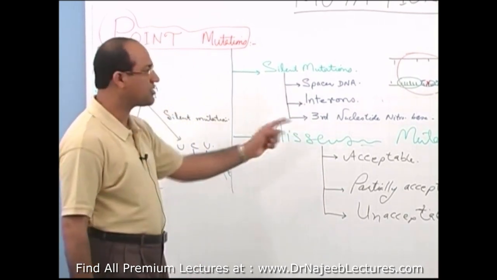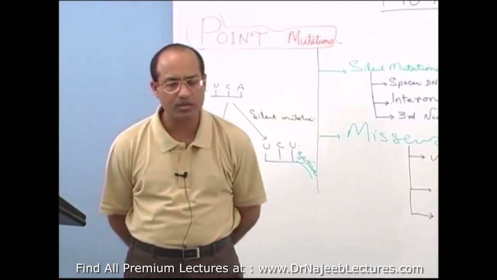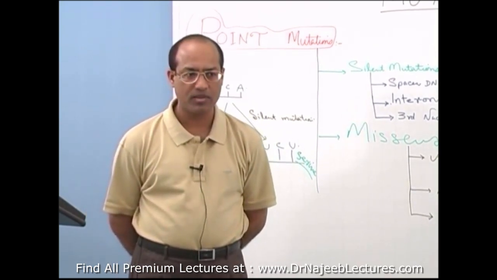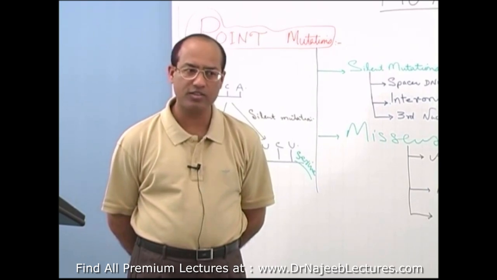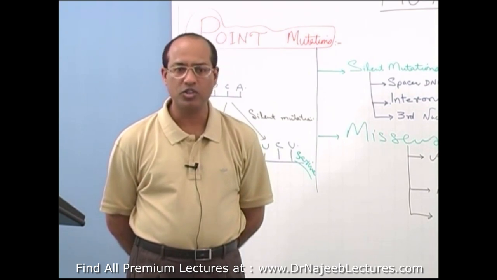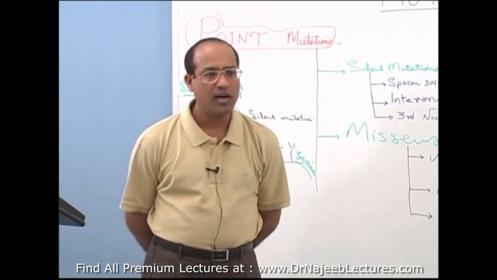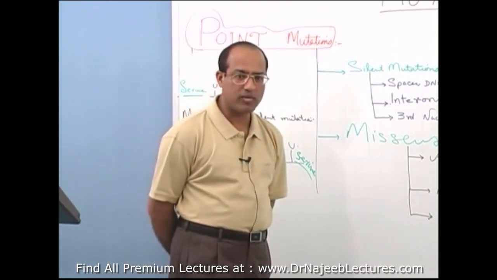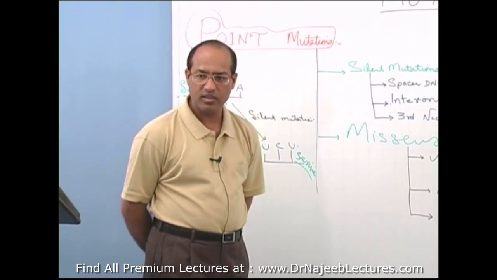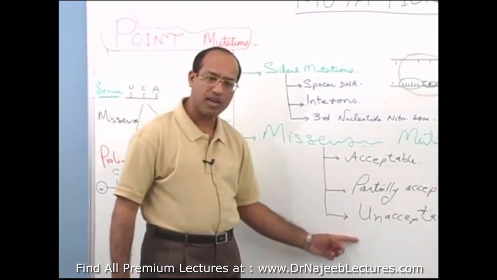Then there can be missense mutation. Missense mutations are those mutations in which, due to one nucleotide alteration, the codon is altered in such a way that a different amino acid than the original is inserted in the peptide chain. And when due to point mutation a different amino acid is inserted in the peptide chain, this alteration may be acceptable, partially acceptable, or unacceptable.